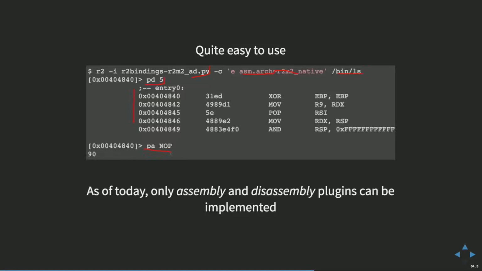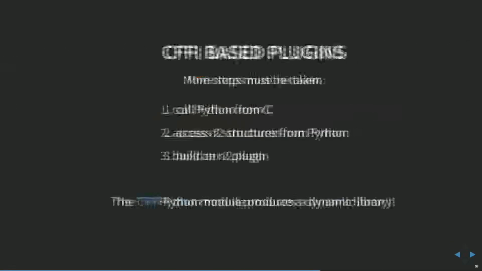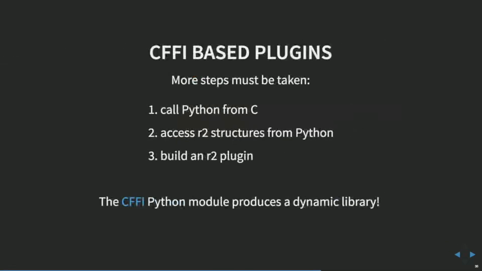So in order to implement the other plugins called AE for analysis and Ether, that's the R2 expression names, I needed to do something else, and I'm not really proud of that, but the idea was to call Python from C.